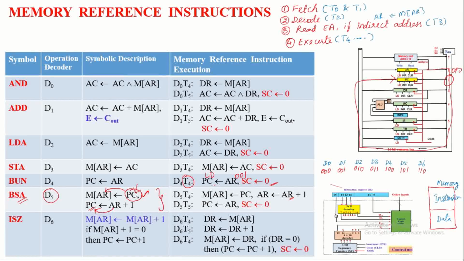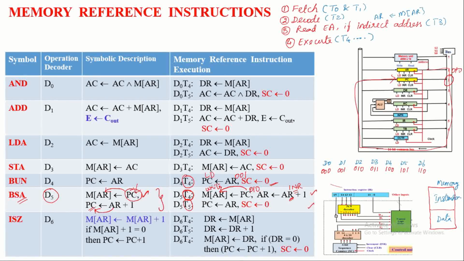These operations are executed during the timing signals T4 and T5 as specified here. During T4, the content is transferred from the program counter to the memory unit, to the location pointed to by the address register, and during the same timing signal the address register content is also incremented. This is achieved when T4 is active, the selection signal values are 010, the write signal of the memory unit is active, and the increment signal of the address register is active.